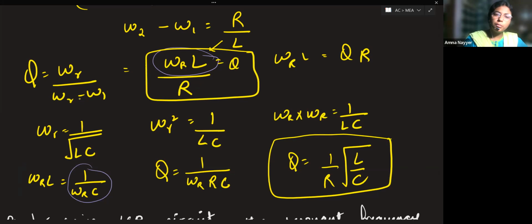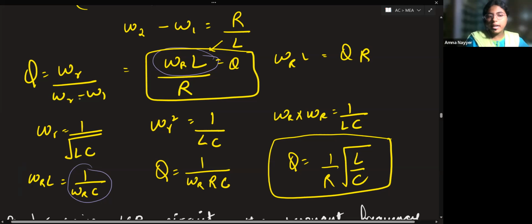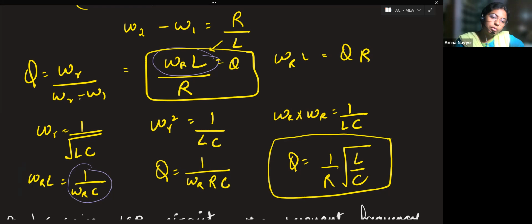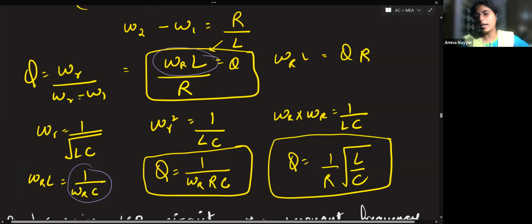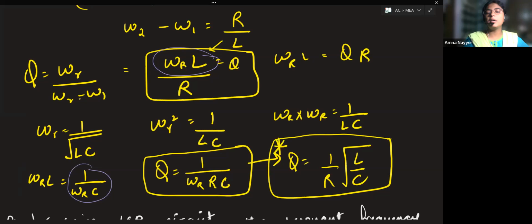From the normal formula of resonance we can write the value of omega R L, that is resonant frequency into inductance, as 1 by omega R into C. So if you keep it over here, you get Q as 1 by omega R into RC. Also, if you expand it further, put the value of resonant frequency after solving, you can obtain this value as well. That's how you obtain all these three formulas. This formula is very important for quality factor, from all the formulas we have done.